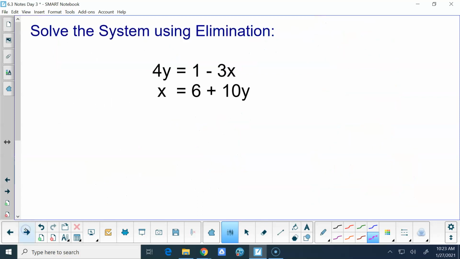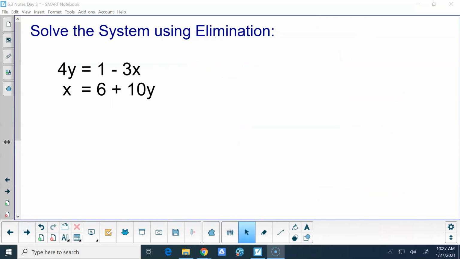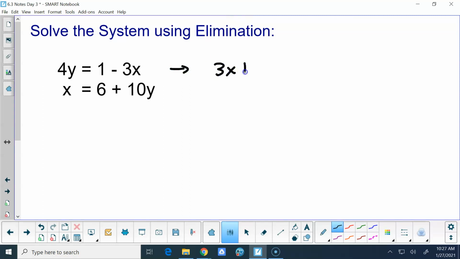Lovely. Try that one using elimination. Little spot check here. Just so you know, before we start, we have to adjust these equations. Align everything up. So that's what we should have adjusted.